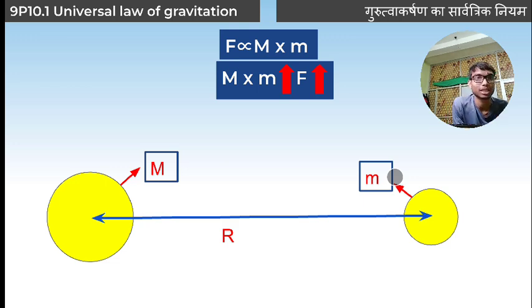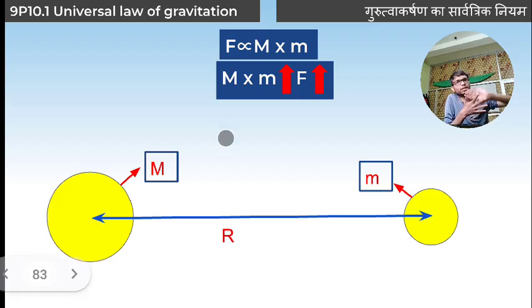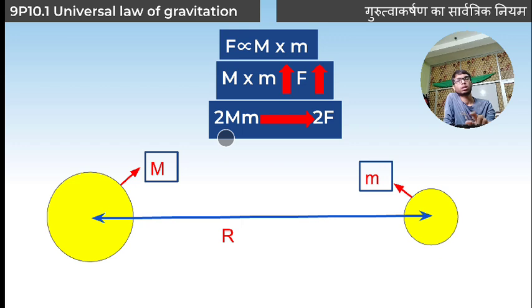You can observe that this is the reason behind all the planets revolving around the sun. We know that the masses of the planets are large, and this is the reason they revolve circularly. And here it is saying what? When masses increase, then force will increase. And here 2m, 2F.